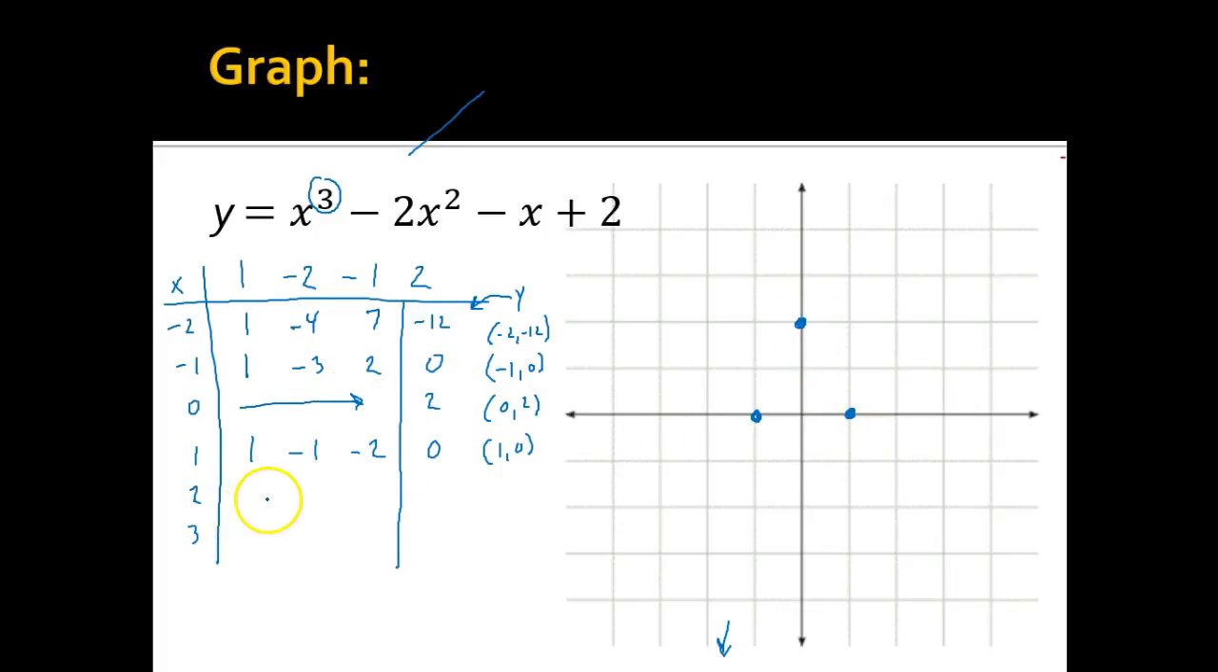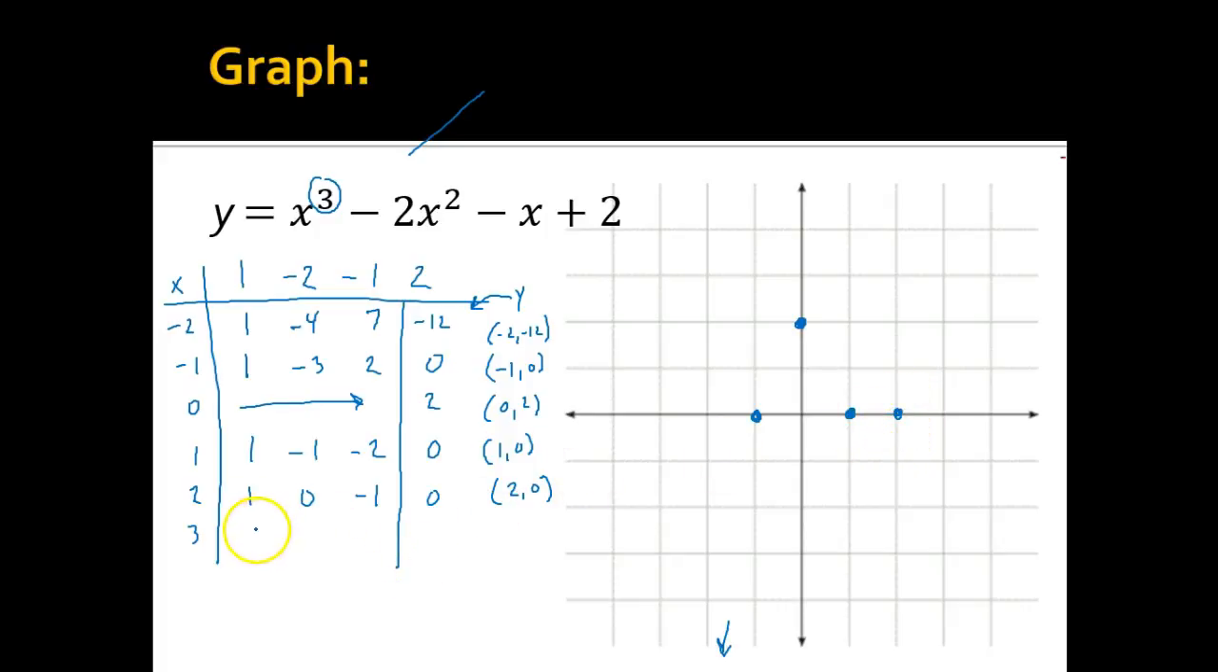Let's see where it goes from there. So 2: bring down the 1, times 2 is 2, minus 2 is 0, times 2 is 0, plus -1 is -1, times 2 is -2, plus 2 is 0. So we found another root, 2, 0, right there. What had to happen then is that at some point between 1 and 2, it passed through the x-axis and went down, and then it turns the corner and comes back up again.